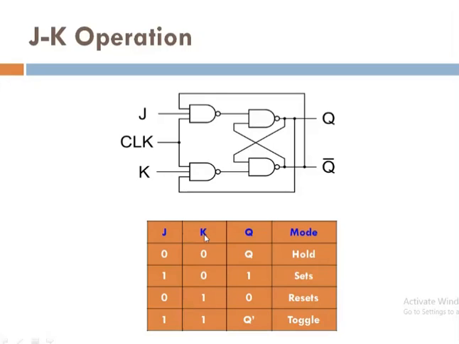When J is equal to 1 and K is equal to 1, it should not be in a race around condition. Why is it not in a race around condition? Due to this feedback connection.